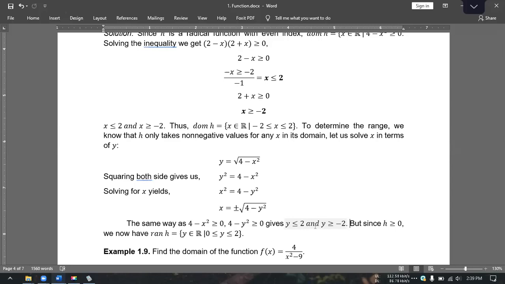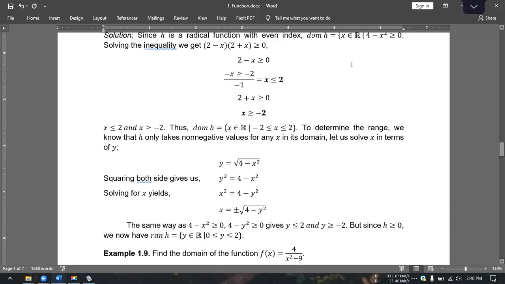The range of the graph of any radical function always starts at the point where y is equal to 0. Let me repeat. The range of this radical function starts at the point where y is equivalent to 0. Now let's graph this one for you to easily understand what I'm trying to say.